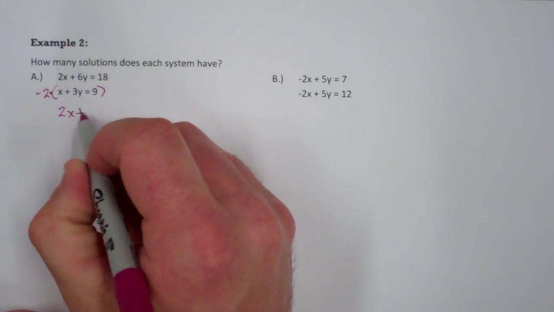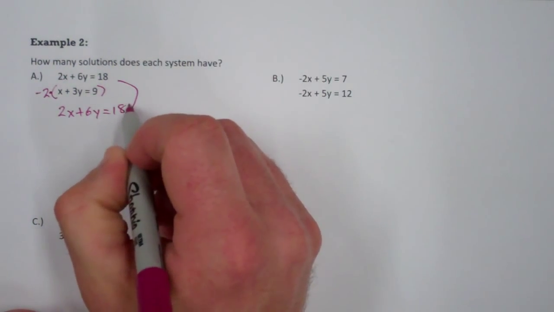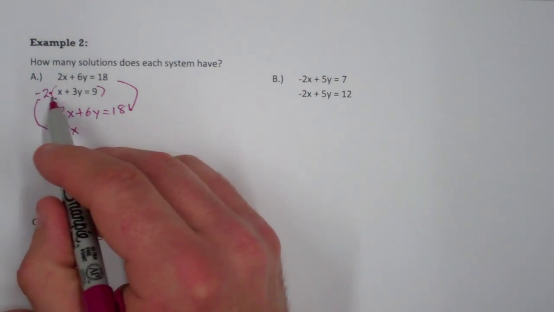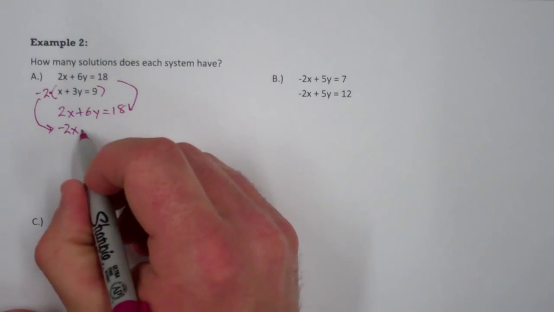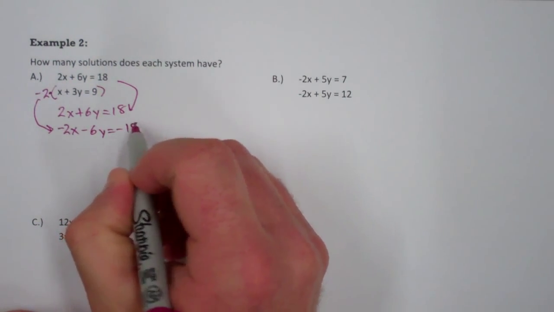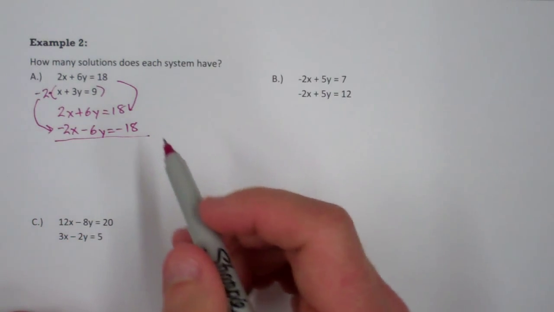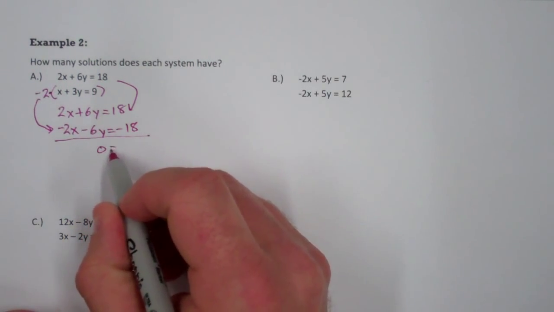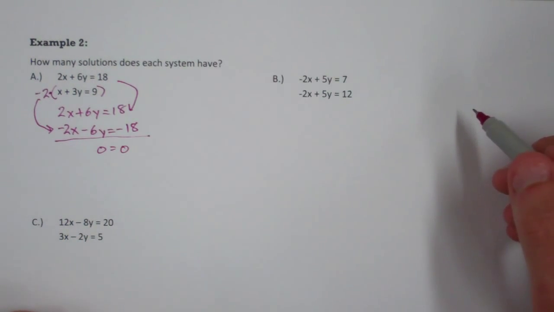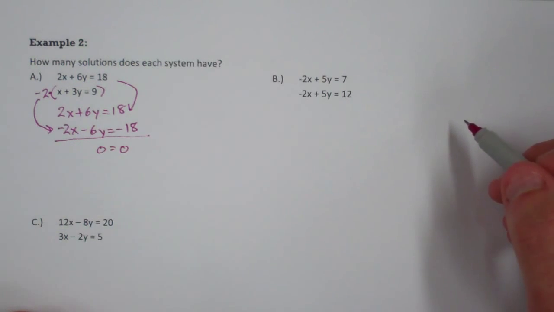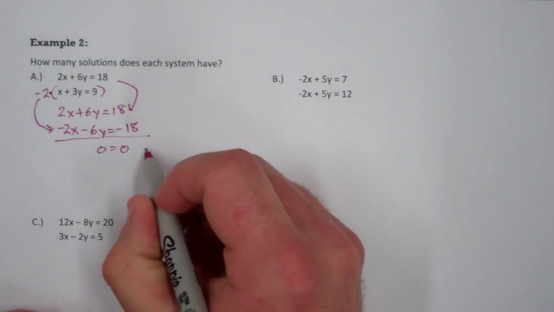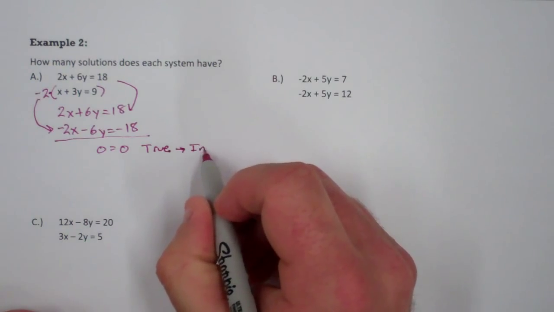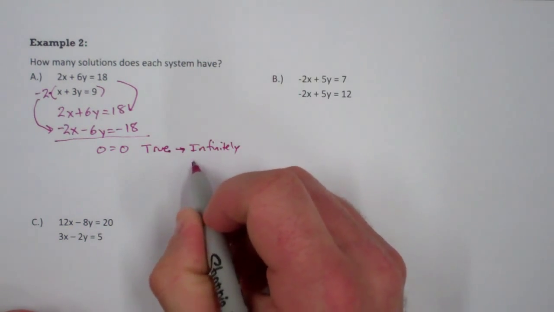I'm going to write the top equation down, and then I'll write the other manipulated equation here. So we're going to multiply each term by -2, so that's -2x minus 6y is equal to -18. Now we're going to add these together. That's 0, that's 0, and we have 0 on the right hand side. Notice here that both variables are gone. We don't have one variable to solve for, and we're left with a true statement. 0 does equal 0. This is true, which means there's infinitely many solutions.